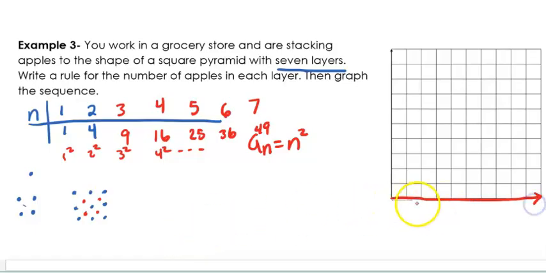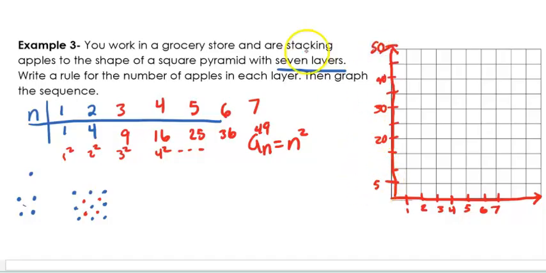So down here, I just need 1 through 7. And you can number them all or just every couple. And then I need to go up to 49 on the y-axis. So I went by 5s. So I have 5, 10, 15, 20, 25, 30, 35, 40, 45, 50. All right, so if I graph this, I have a point at 1, 1, that's down here, 2, 4, 3, 9, 4 was at 16, 5 was at 25, 6 was at 36, and 7 was at 49.